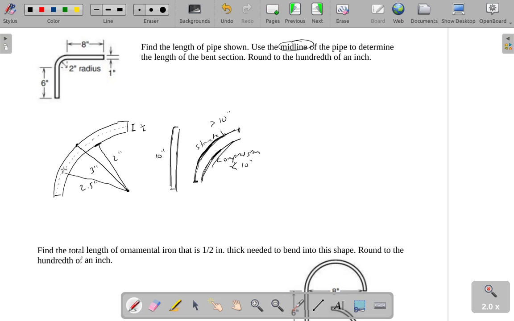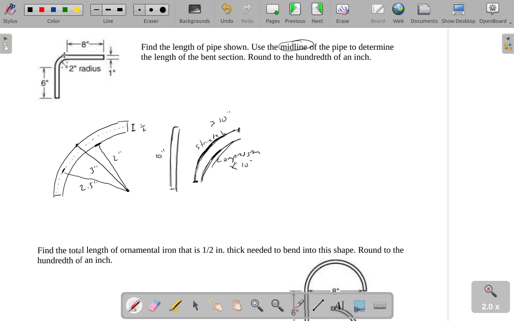We're going to use the midline as our measurement, like I said. So we would call this a 2.5 inch radius, and that's the distance we're going to use of the pipe. So we're assuming that the stretching and the compression would take place in roughly equal amounts. The same amount that we gain from the stretching would be the same amount lost to the compression.